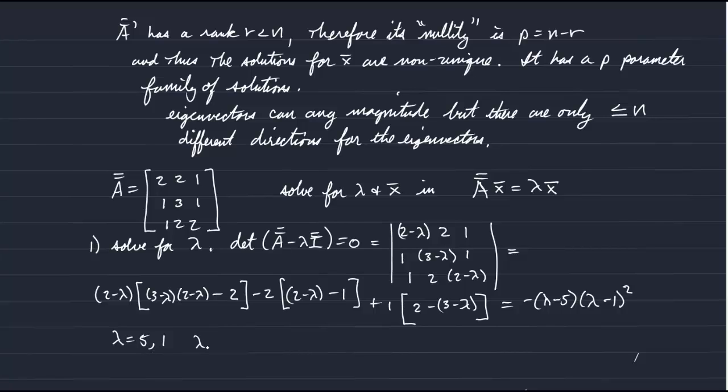So the second root, lambda 2, which is equal to 1, is repeated. We know the second root is repeated because we have lambda minus 1 multiplied by lambda minus 1. So the second root is repeated and has what we would call multiplicity of 2. So we have 3 roots, 5, 1, and 1.